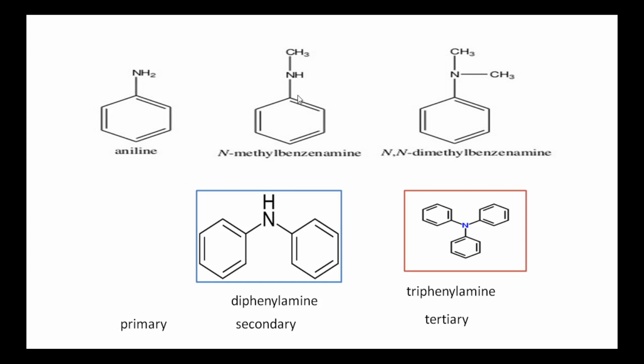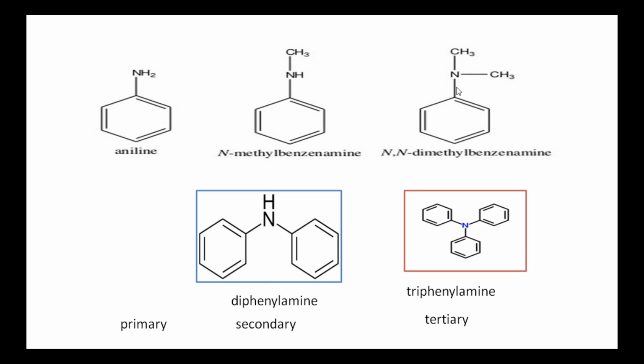In the second molecule, for the nitrogen atom, one methyl group and one benzene ring are attached. So here one alkyl group and one aromatic ring are attached. So this is a secondary amine. The name of this amine is N-methyl-benzenamine. Next, another example for secondary amines is this molecule, in which two aromatic rings are attached to the nitrogen atom. So this is named as diphenylamine. These two molecules belong to secondary amines.